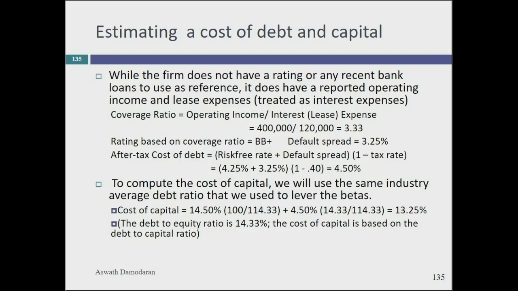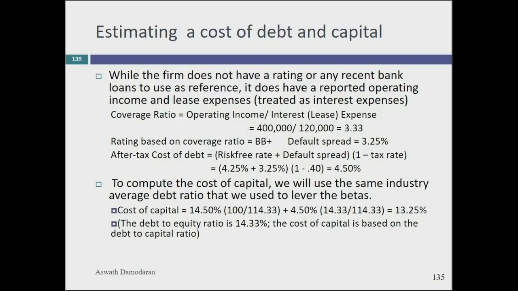Do not use a book interest rate, even though it's a private company. You still want to replace it with a current cost of borrowing money long-term. I've netted out the tax rate, giving an after-tax cost of debt of 4.5%. The weights are actually 14.33% debt to equity, the debt to equity ratio. So basically the weights are the industry average debt ratios. I come up with a cost of capital for the company of 13.25%.